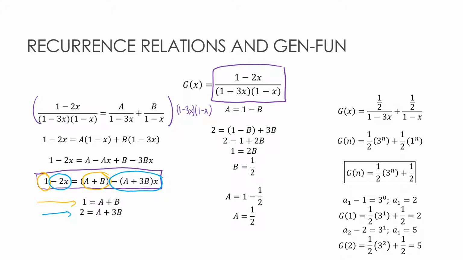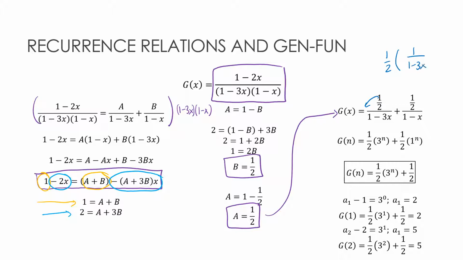Solve the two equations using a system of equations, and I find b is 1/2, a is 1/2. Plug that back into my generating function. Just as I did before, I'm looking at how can I replace, if I move this 1/2 to the outside, this is 1/2 times 1 over 1 minus 3x. What is the coefficient that I'm going to get? I'm going to get 3 to the n.